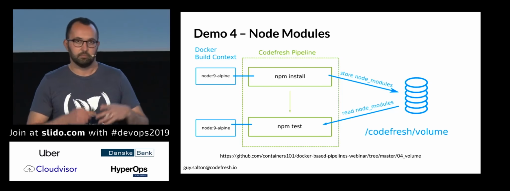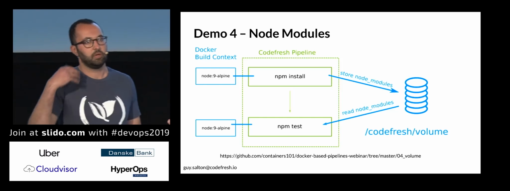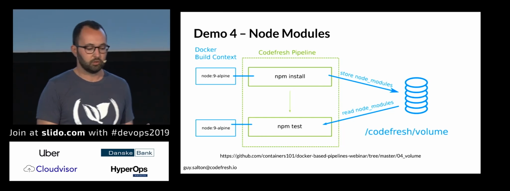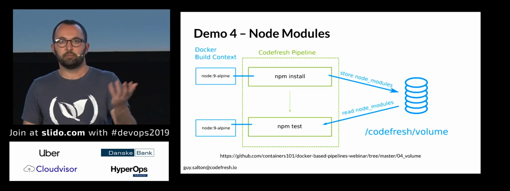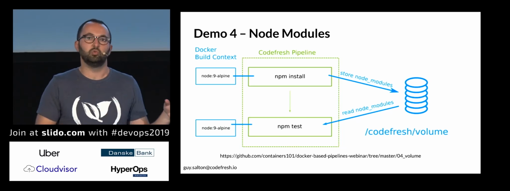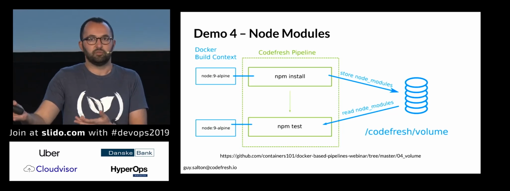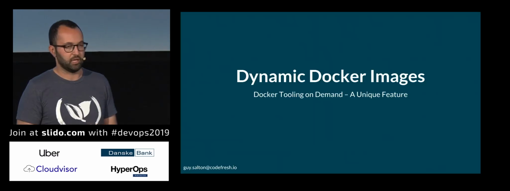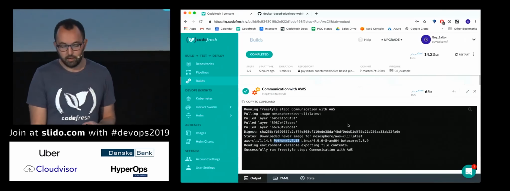And then, again, if we think of the example of, on the first step, I want to run npm install, I want to download all my node modules. Then these node modules will be downloaded on the first step. They will be automatically saved to the volume. And on the next step, I'll have the volume, so I can just access and use these modules. Don't have to download them again. So let's see how this works.